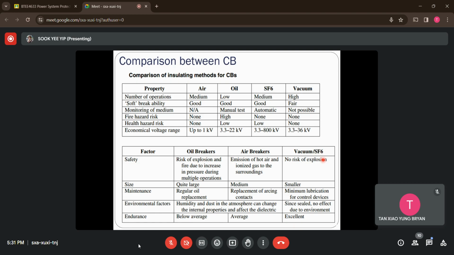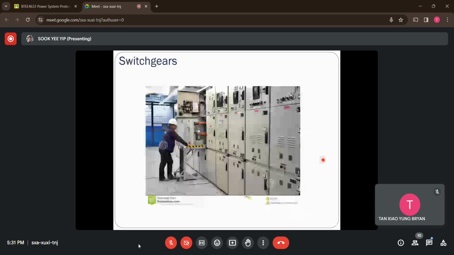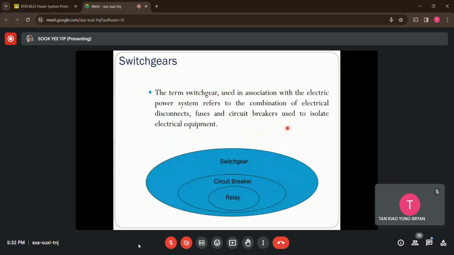Okay, so now we have two more topics. We'll move into the switchgear. So for switchgear, this is the picture of a switchgear. As you can see, the size is so big, occupying the entire room here. So this switchgear itself is actually formed with many protective devices together. Okay. So now, how is it actually made?